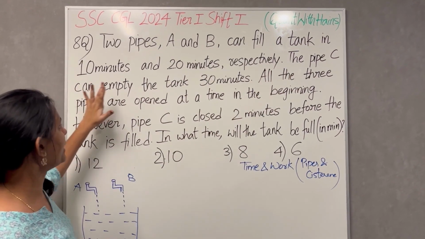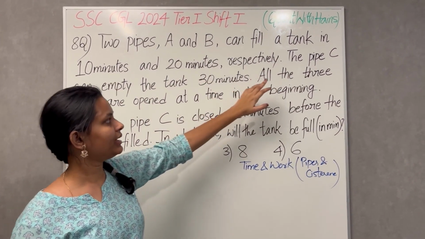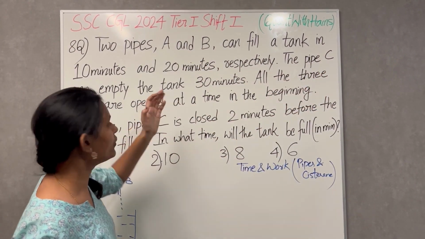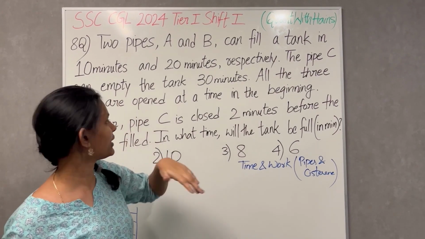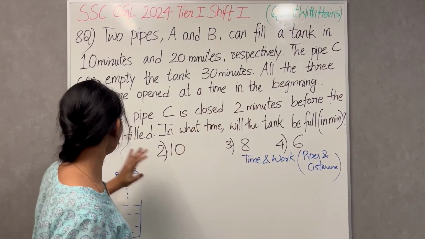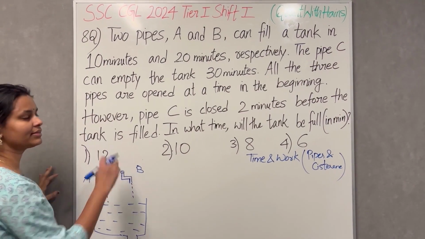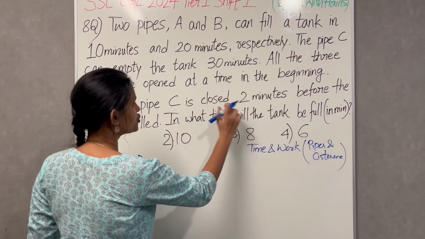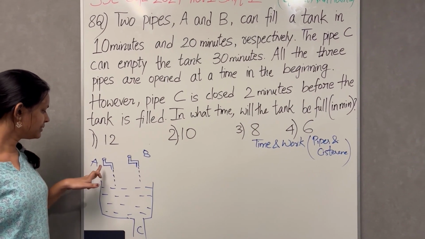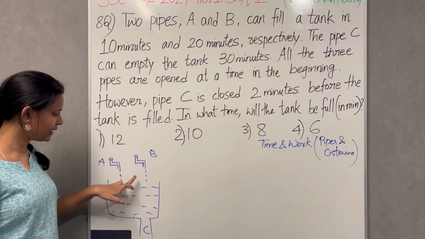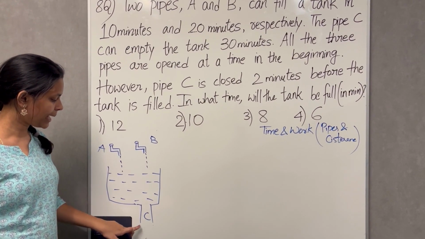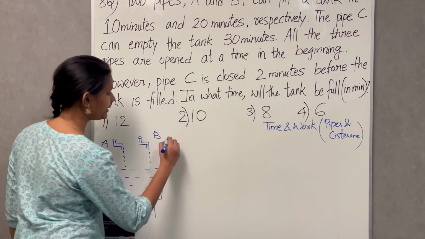The pipe C can empty the tank in 30 minutes. Here A and B are filling, but C is removing that water. Empty means removing. All three pipes are open at the same time in the beginning. However, pipe C is closed 2 minutes before the tank is filled. If you assume that this is tap A and this is tap B, they are filling this tank. But at this tap C, it is draining. Draining means removing.